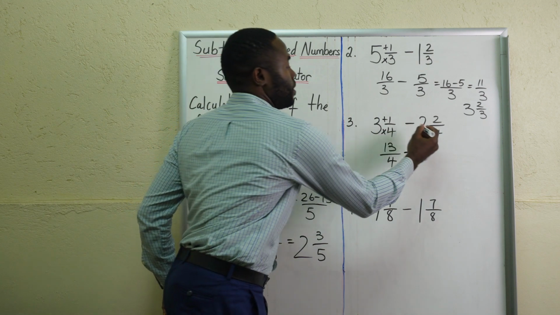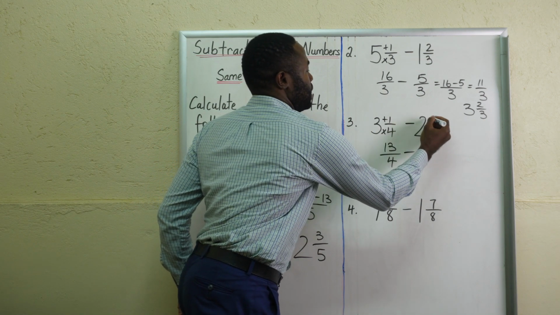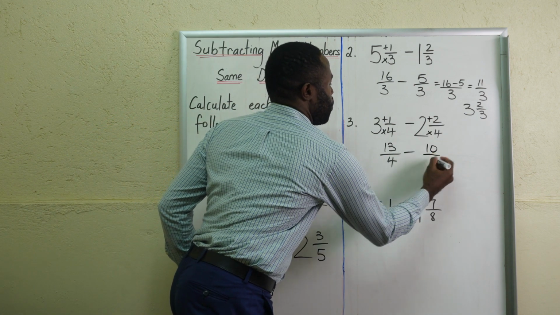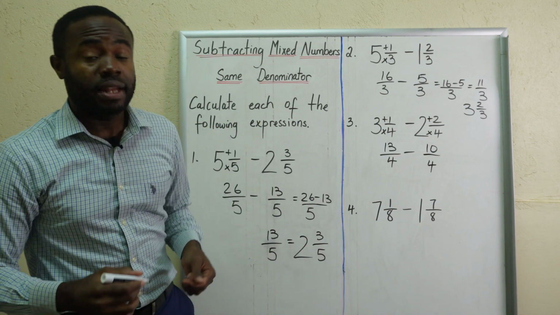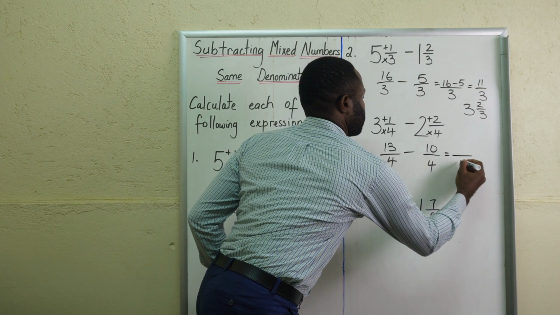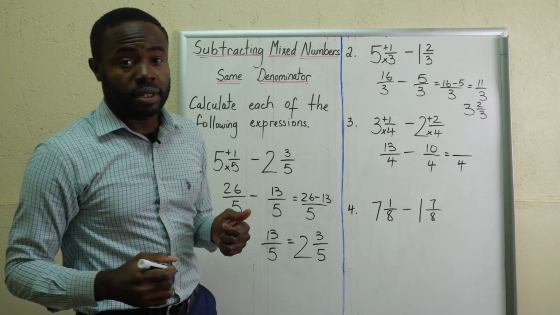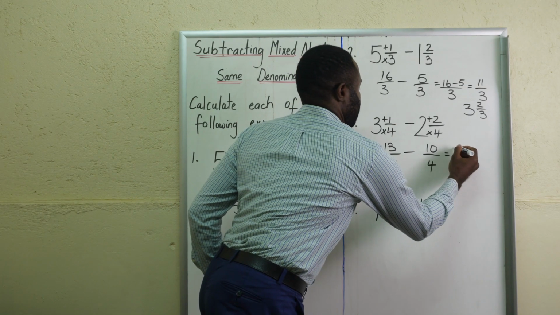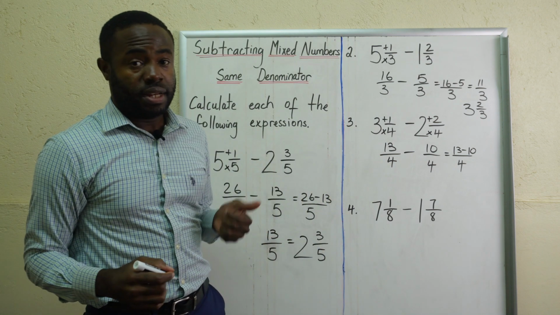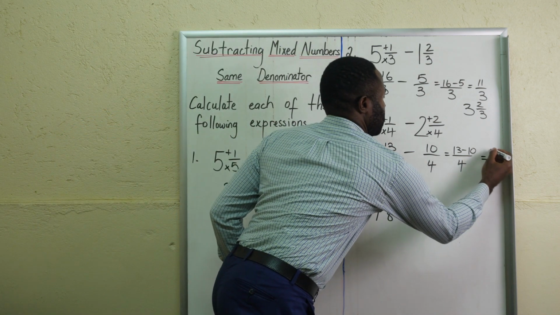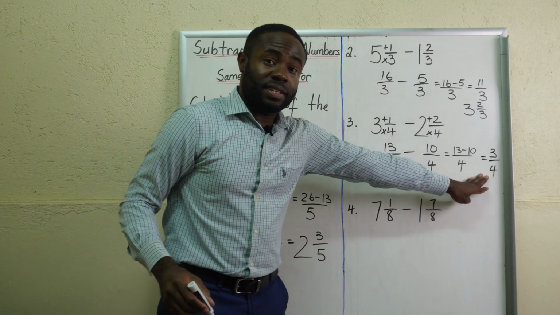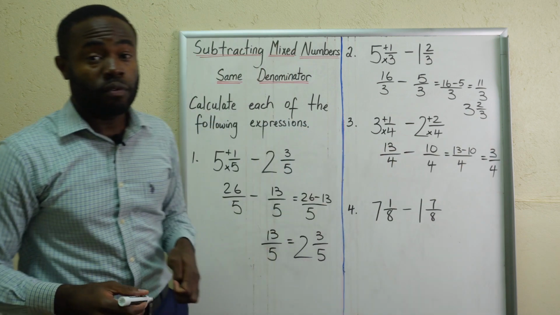Then let's multiply again. 4 times 2, that's 8. And then 8 plus 2 is 10. Then we write 10 over 4. Again, when we have a common denominator, we write it back. And then subtract our numerators. So that would be 13 minus 10. And 13 minus 10, that will give us 3. And then we write back our denominator of 4. Now, in this case, we get 3/4, or 3 over 4.